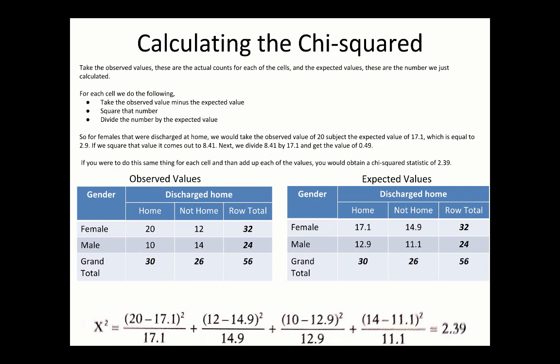So for females that were discharged home, we would take the observed value of 20 minus the expected value of 17.1, which is equal to 2.9. If we square that value, it comes out to 8.41. Next, we divide 8.41 by 17.1, and we get the value of 0.49. If you were to do this same thing for each cell, and then add up each of those values, you would obtain a chi-squared statistic of 2.39.